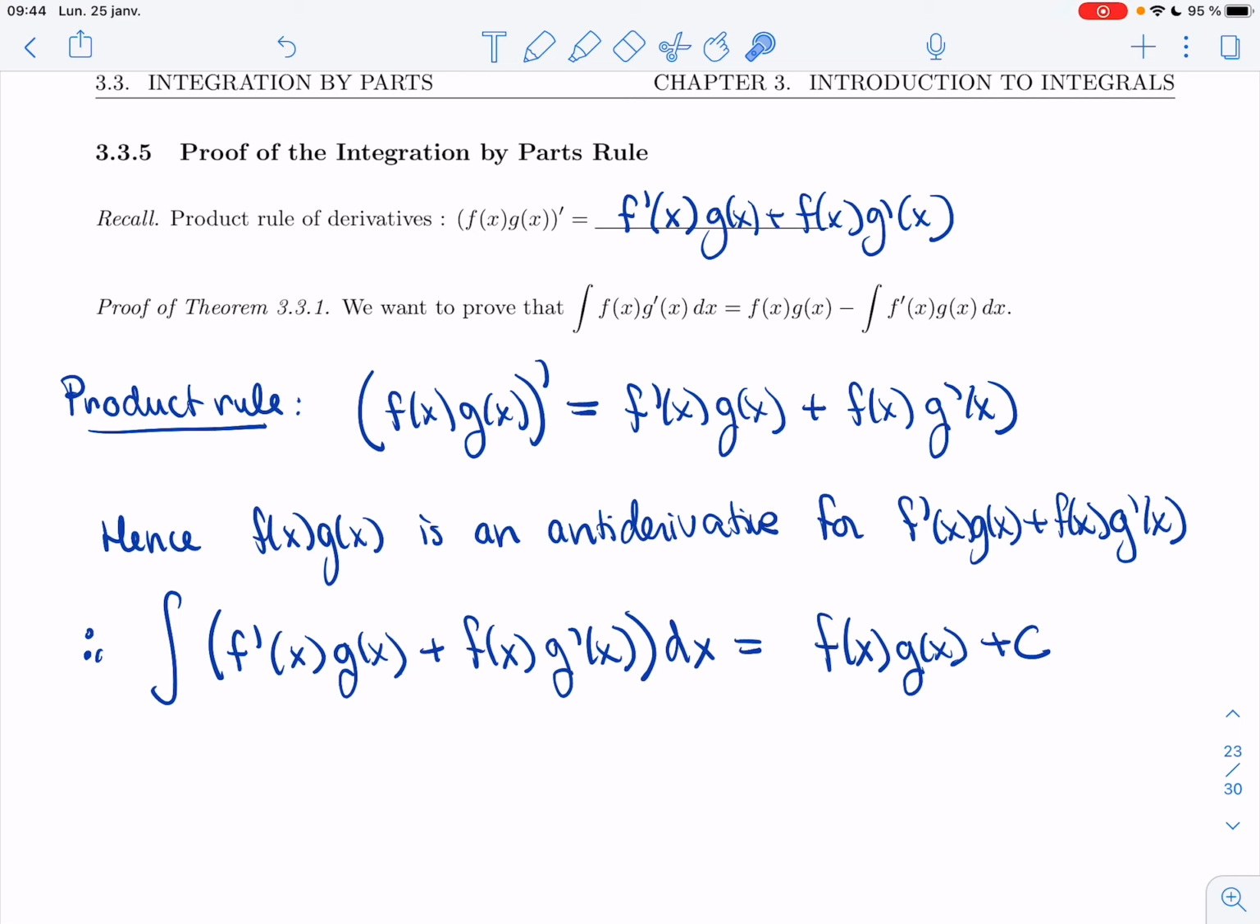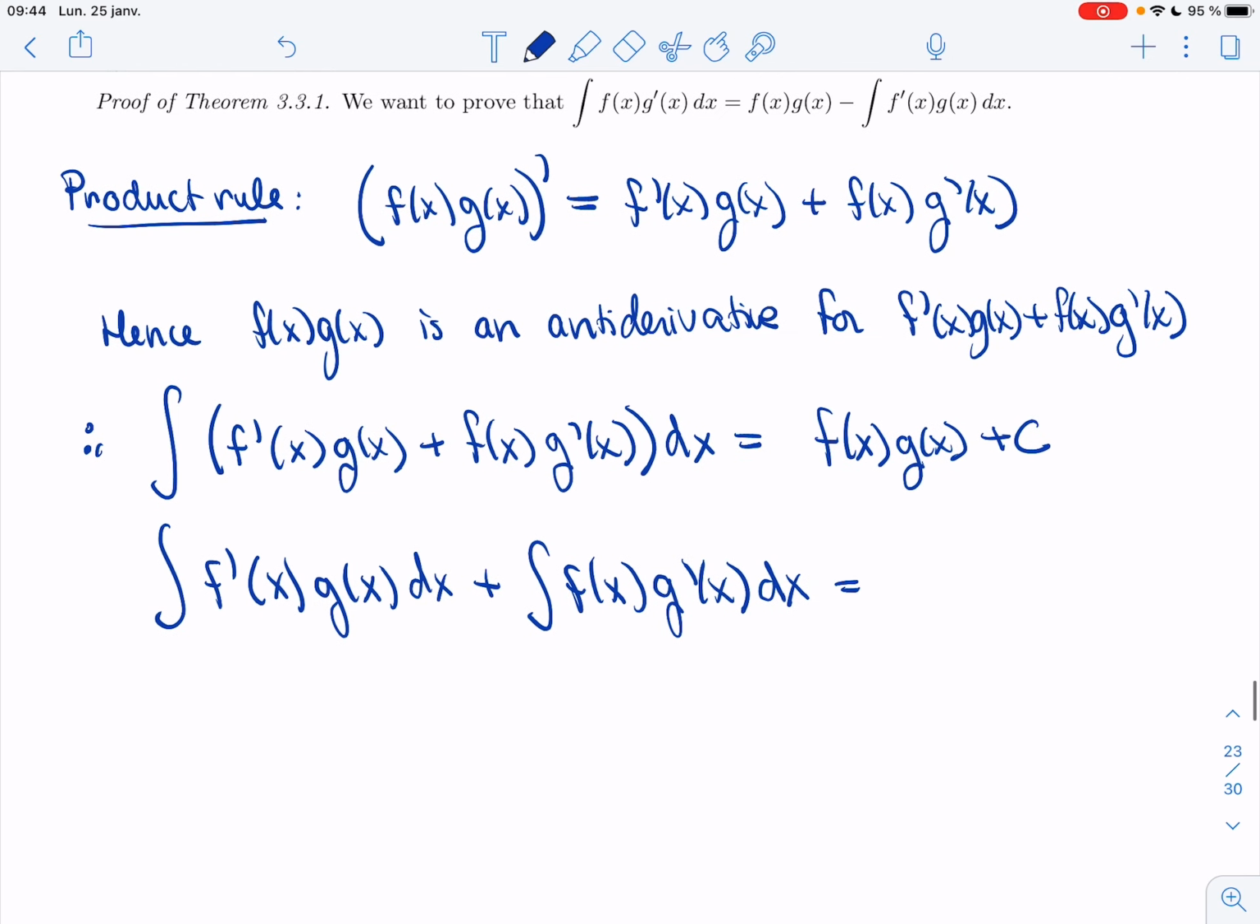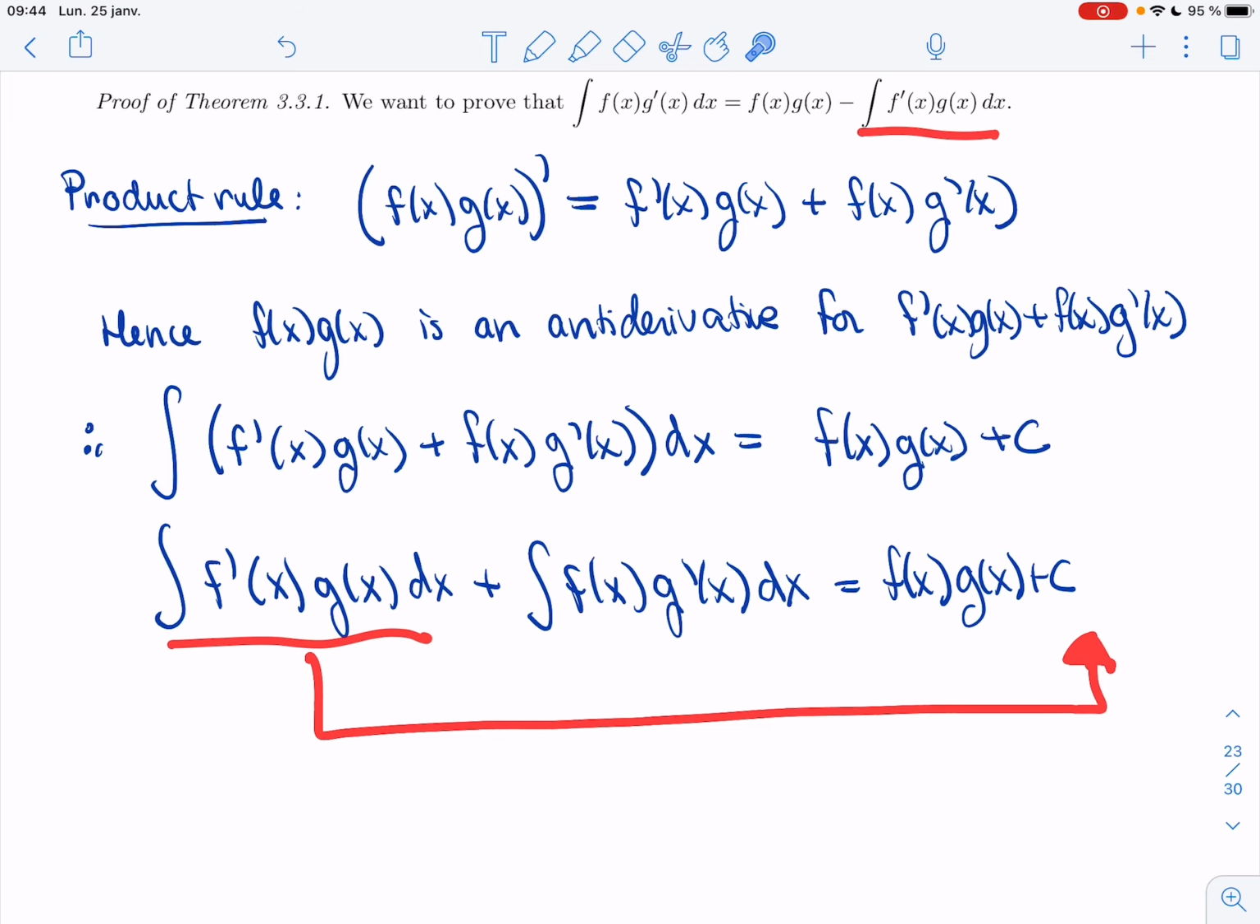All right, so we have all of the terms. So I'm going to split this because I want two different integrals for this. So I'm going to get the integral of f prime of x g of x dx plus the integral of f of x g prime of x dx. And then I want f prime g of x, so that one, I want it to be on the other side, so I'm going to subtract it.